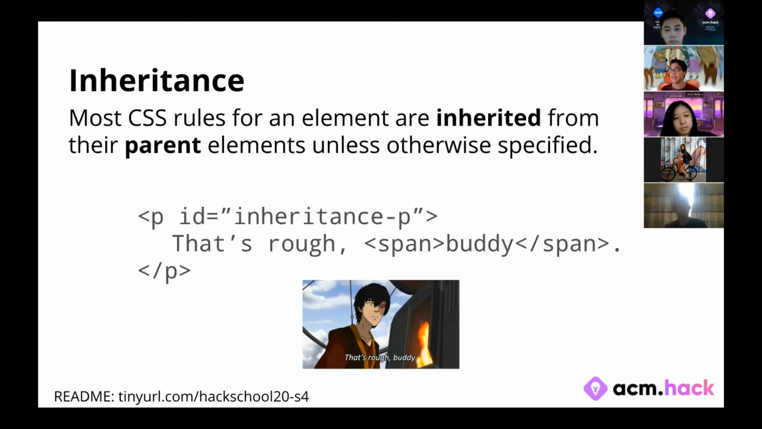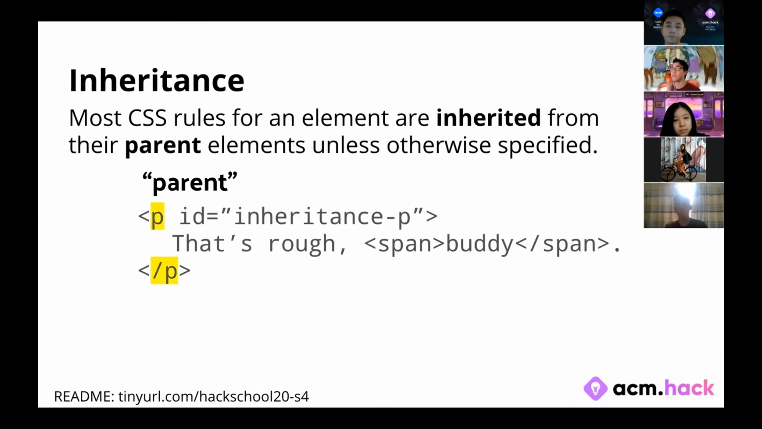We have a p tag with an ID of inheritance p, and enclosed inside of it is this piece of text, as well as another span element. So what exactly do I mean by parent and child in this case? In this relationship, the p would be considered the parent, because it contains other HTML elements inside of it. Similarly, the HTML element inside of it is called a child because it has other HTML elements enclosing it.